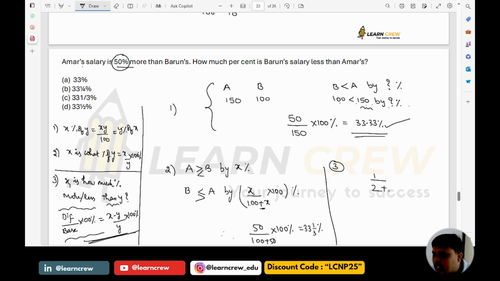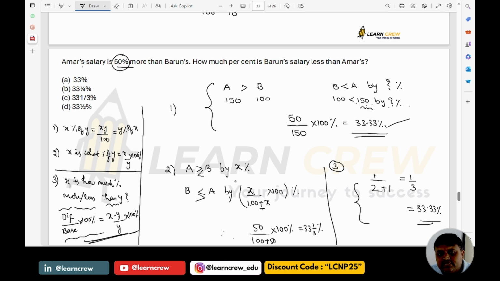After that, in the denominator, if the first value is more, keep plus. If the first value is less, keep minus. I have the first value more, Amar is greater than Barun. So I have more, hence I kept plus. After plus or minus in the denominator, write the numerator. So it is 1 by 3. 1 by 3 means how much percentage? 33.33%. So this is the shortcut which you can apply.